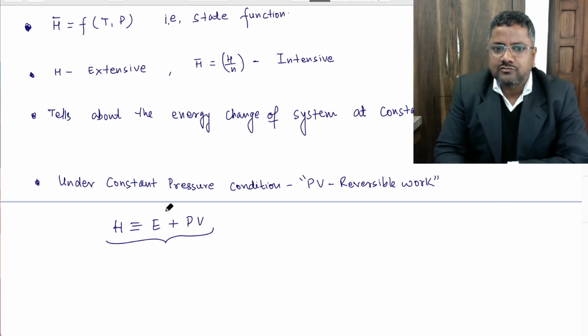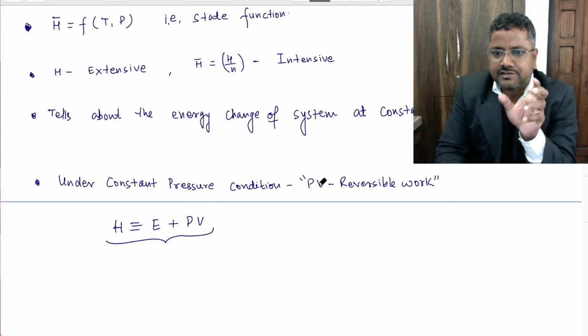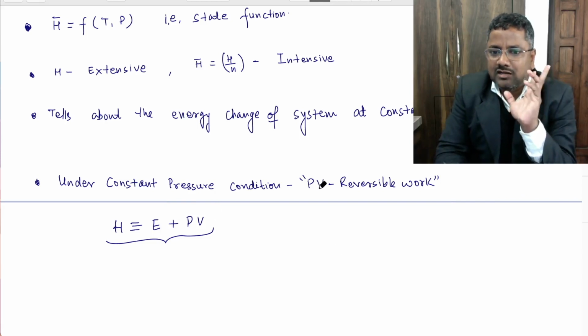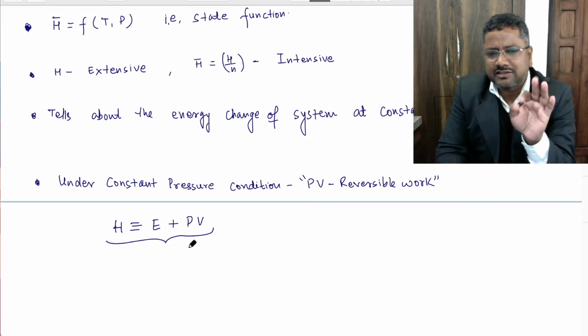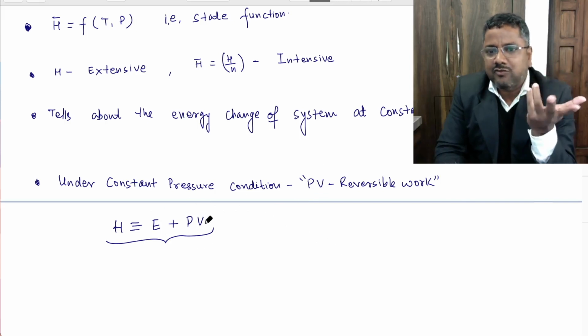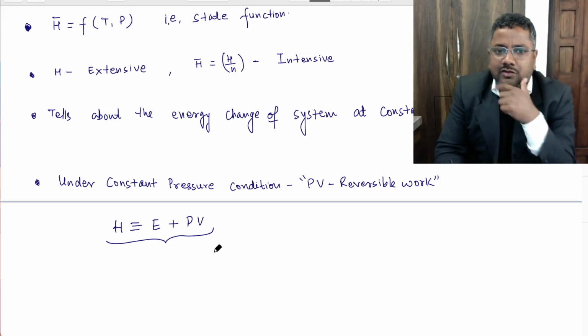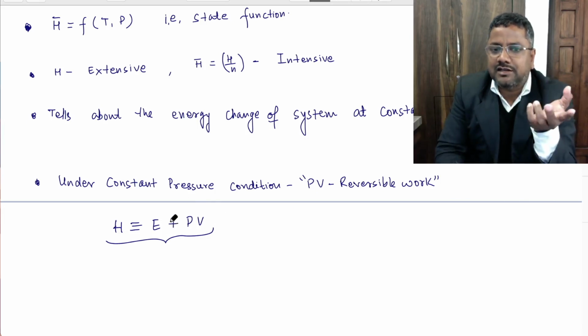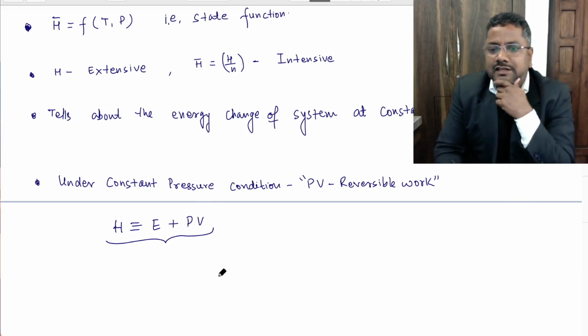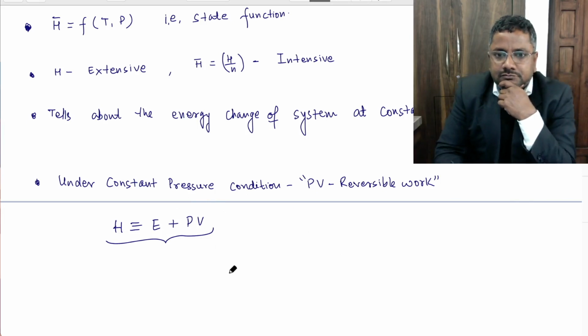Under constant volume, the energy change is E, and the difference between constant volume and constant pressure, what I have explained in CP and CV, is the same thing. Only this PV work differs H and E. If you subtract PV work from H, you will get what? Internal energy change. Or if you add PV work to the internal energy, then you will get enthalpy. So this is the difference.